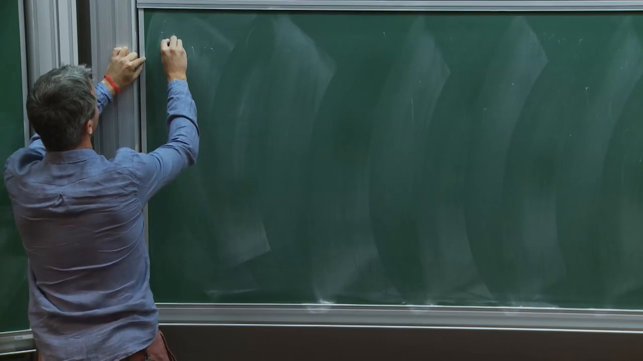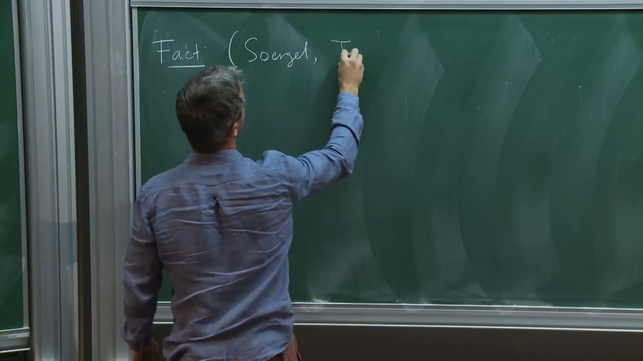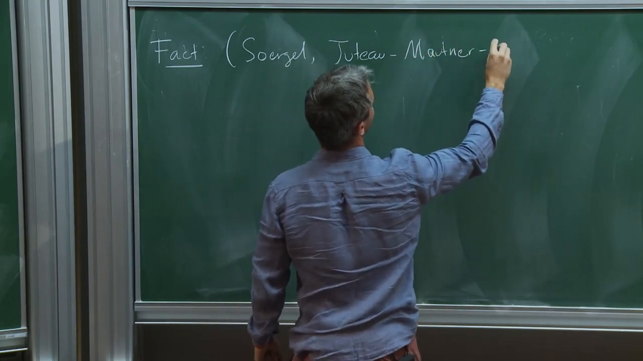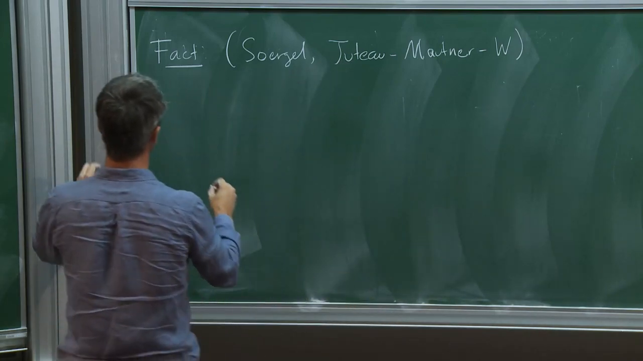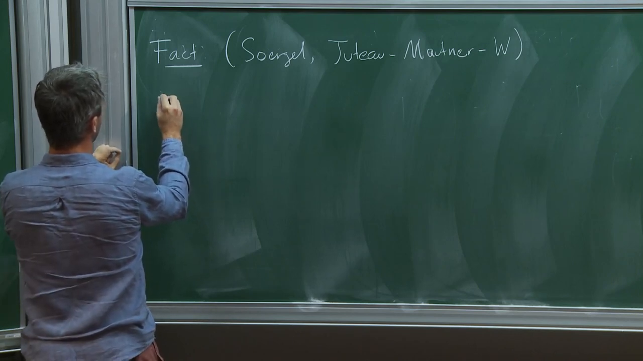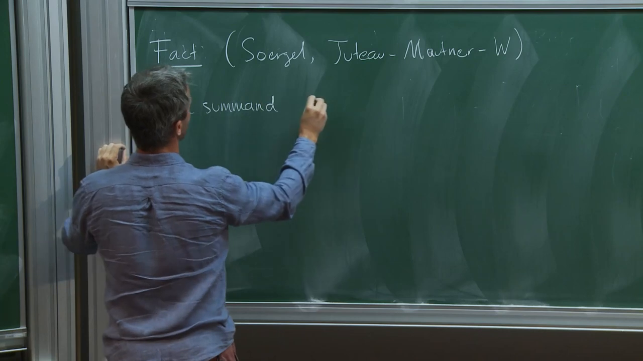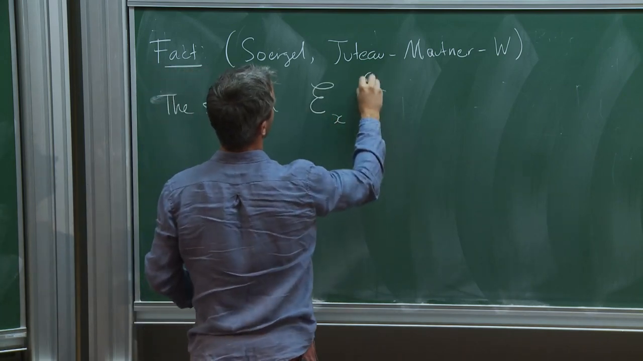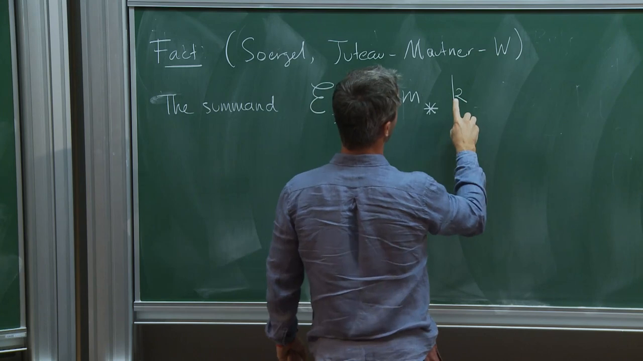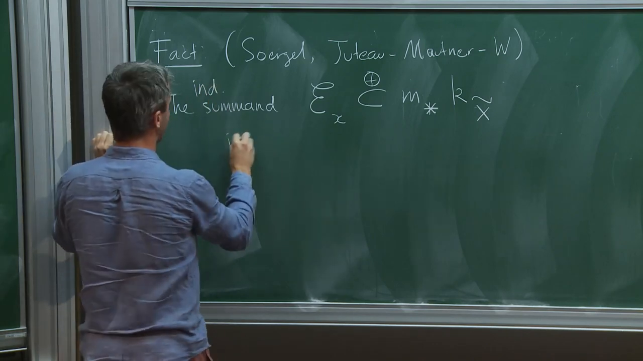And then a somewhat surprising fact, which was first noticed by Soergel in certain cases and then generalized by Juteau, Mautner, and myself, is that there exists, so the summand inside such a direct image sheaf in any characteristic is well defined up to isomorphism. The indecomposable summand is well defined.